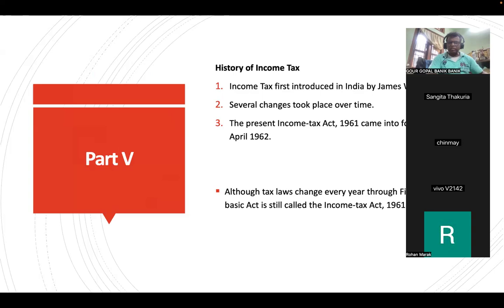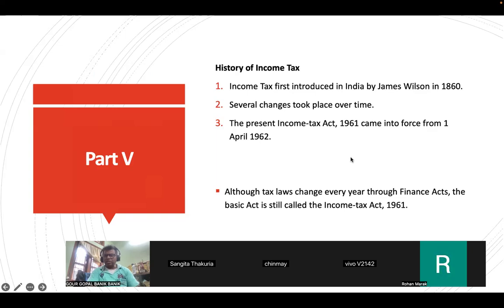I told you that you have to study the history of income tax in India. In 1860, income tax was first introduced in India by James Wilson, and several changes have taken place since then.